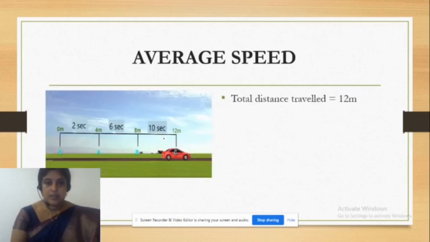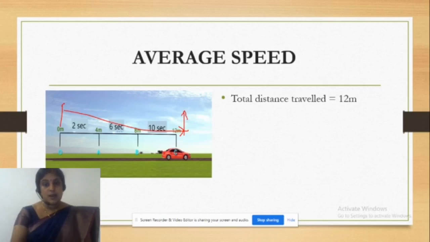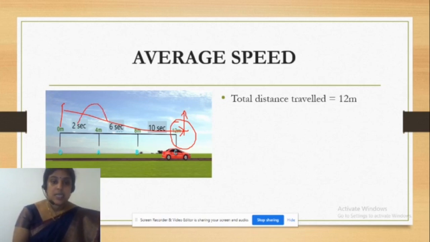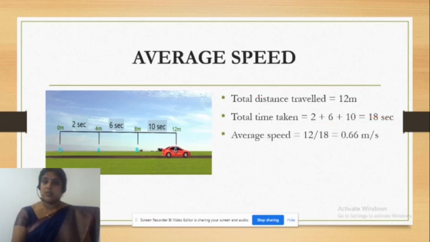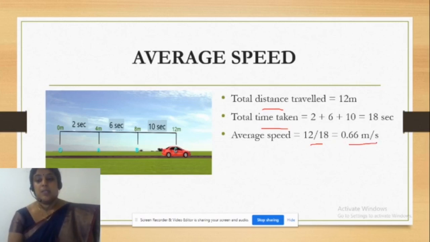So let us find the average speed of the car to travel from point O to point C. What is the equation for average speed? It is total distance traveled by total time taken. What is the total distance traveled here? It is 12 meters, right? OC is 12 meters apart. And what is the total time taken? It is 2 plus 6 plus 10, that is 18 seconds, right? So just directly substitute the values in the equation. Average speed is equal to total distance by total time taken, that is 12 by 18, which is equal to 0.66 meter per second. Is that clear, students?